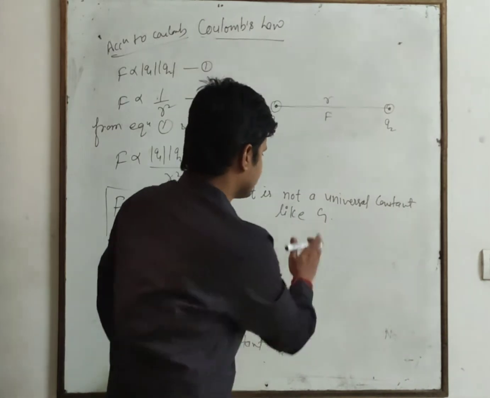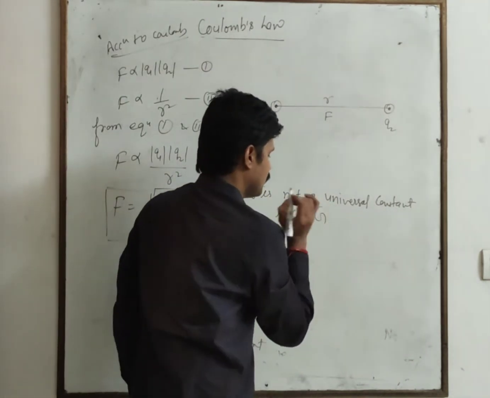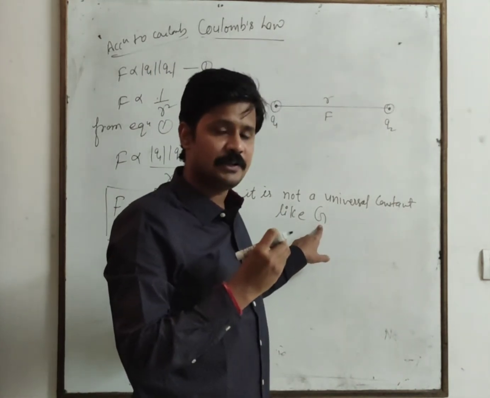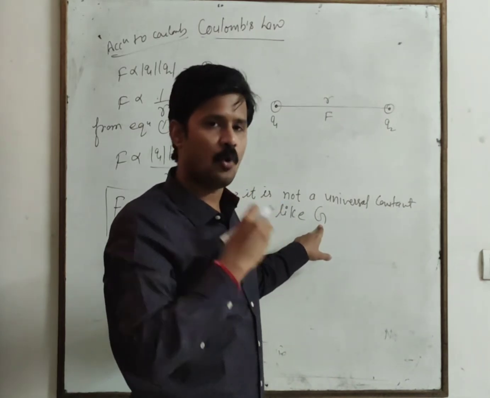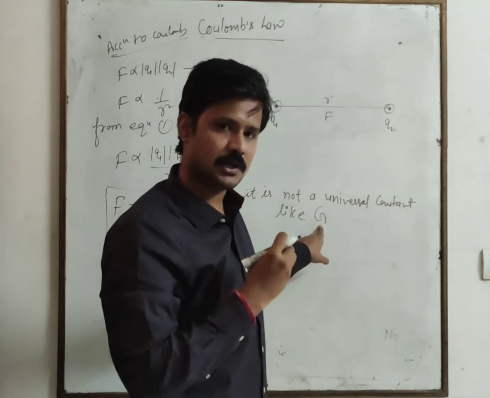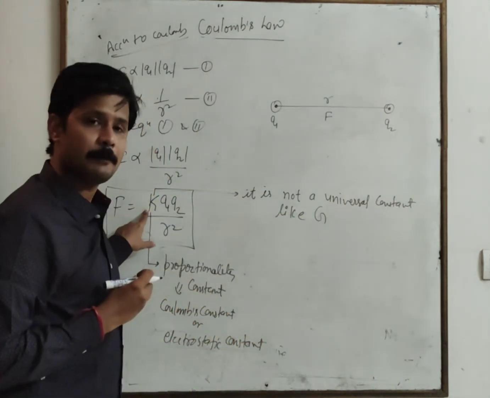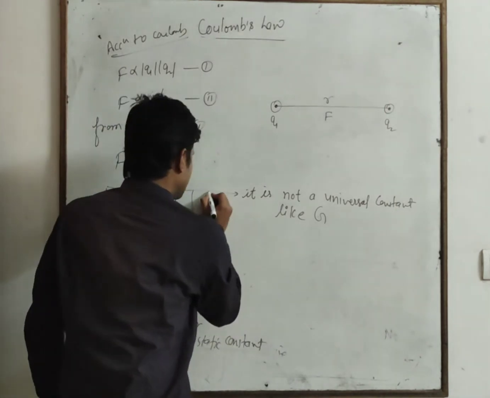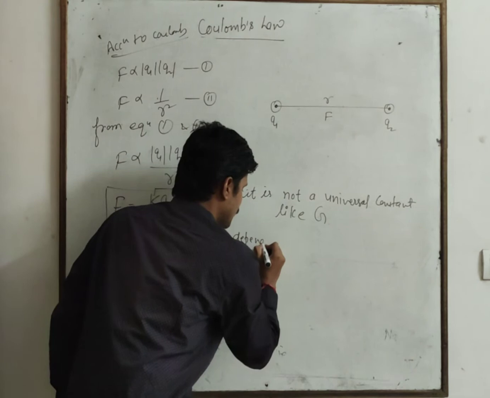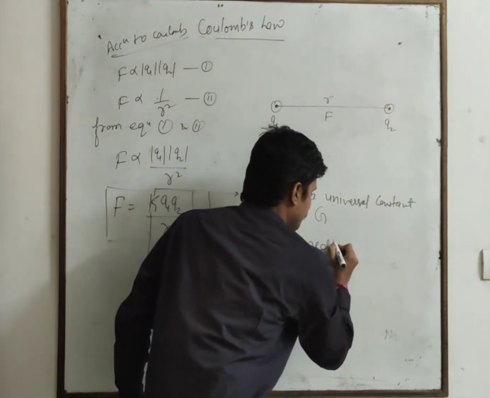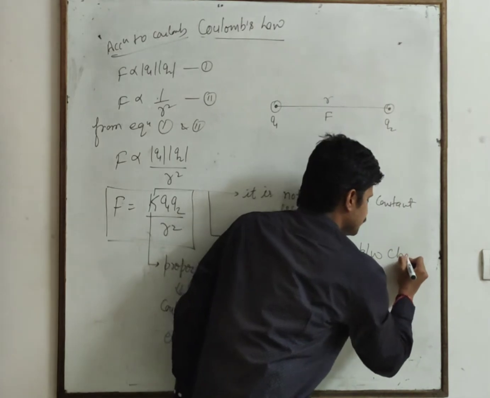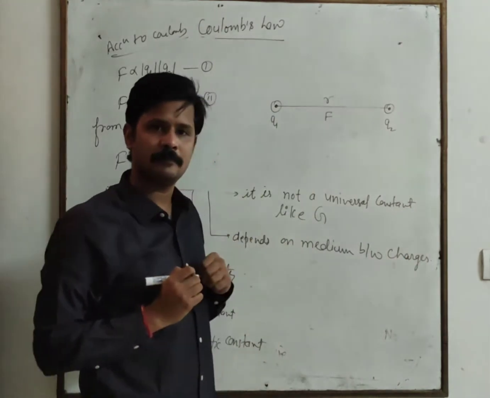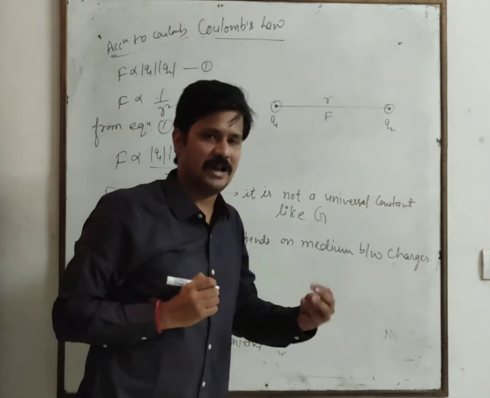Capital G is the gravitational constant, which is a universal constant. It means the value of G does not change with medium. In the whole universe, the value of G is constant. But the value of K is not constant in the whole universe. Its value depends on the medium between charges. It means for different media, K has different values.